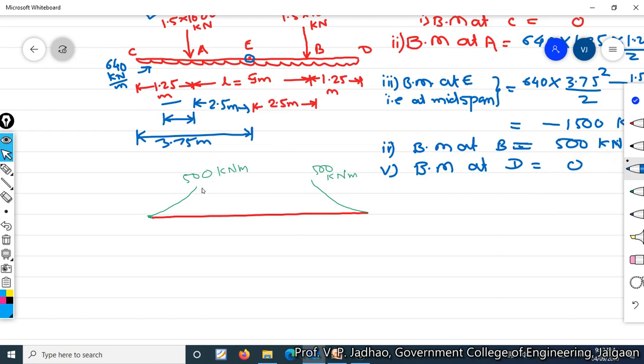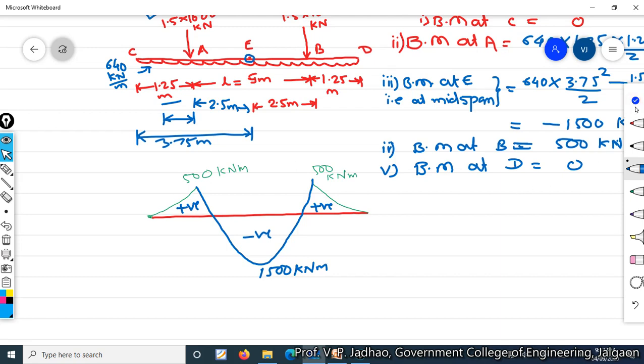Okay, now bending moment at center is 1500, but it is minus 1500. Therefore the bending moment diagram will be something like this. So this value will be minus 1500 kilonewton meter, but this value is negative, whereas this particular value is positive. Again this value is positive. Therefore maximum bending moment value is 1500 kilonewton meter.